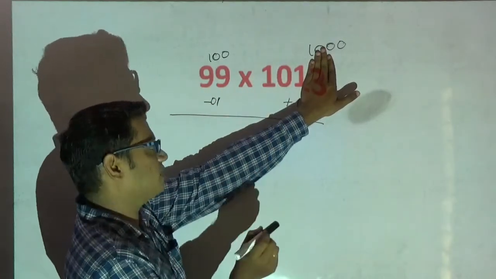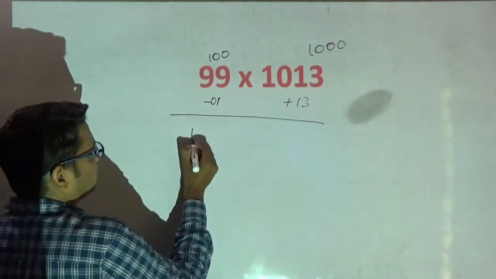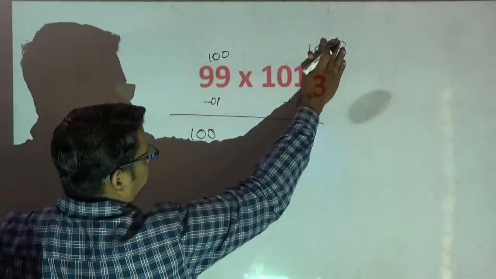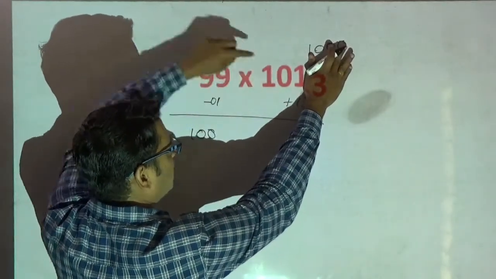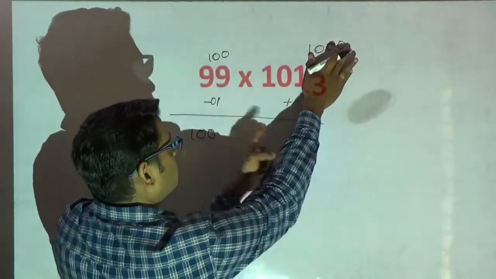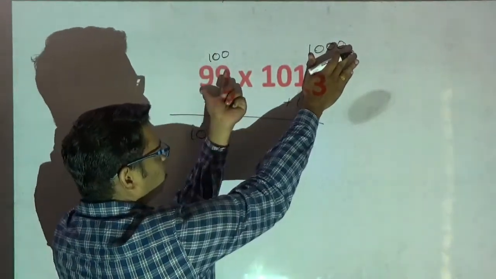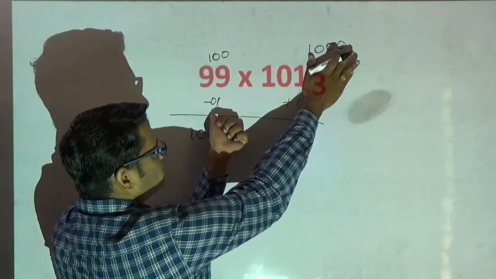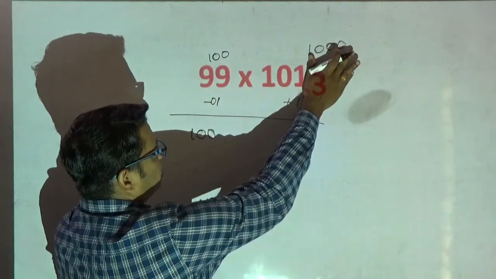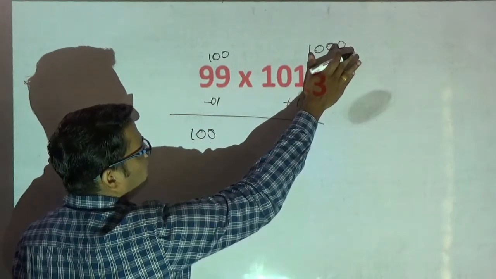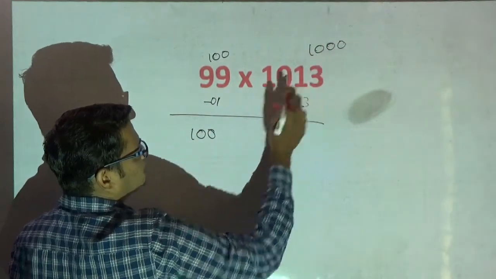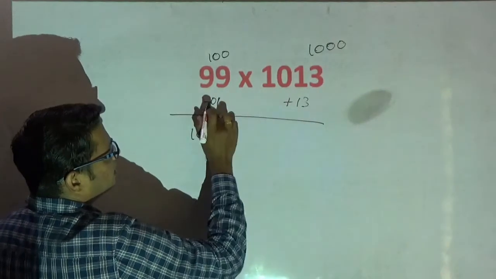101 minus 1 is what? 100. This you have to do only when one number is below base and one number is above base and having different bases. Then only you can apply this method. See here, 2 digit, but one number is below base and one number is above base, so you have to consider 3 digits from your left. Now, 101 minus 1 is what? 100. And the last digit you write as it is. Then, 13 into 1 is what?